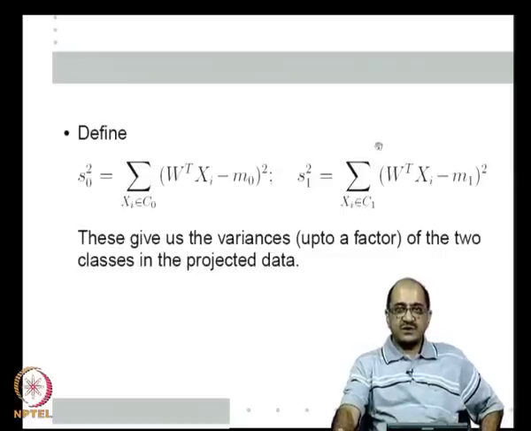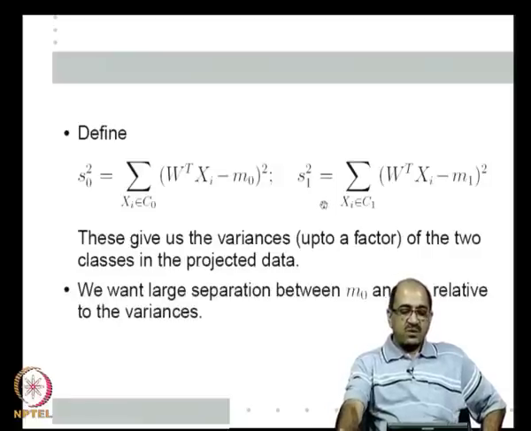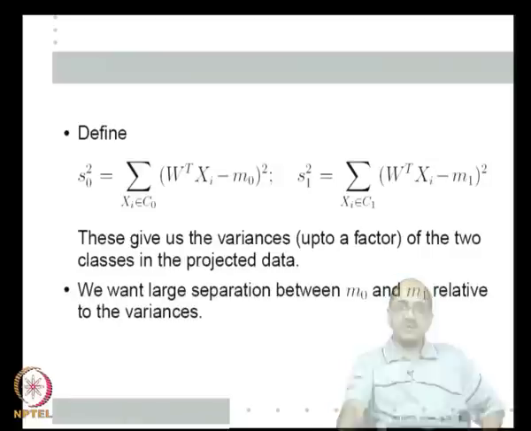Similarly, if I define S1 square to be the summation over xi belonging to C1 of (W transpose xi minus m1) whole square, because m1 is the mean of the projected data of class 1, this is, except for a multiplicative factor, the variance of the projected data for class 1. So, what we want is a large separation between m0 and m1 relative to the variances. Okay. That is our objective.